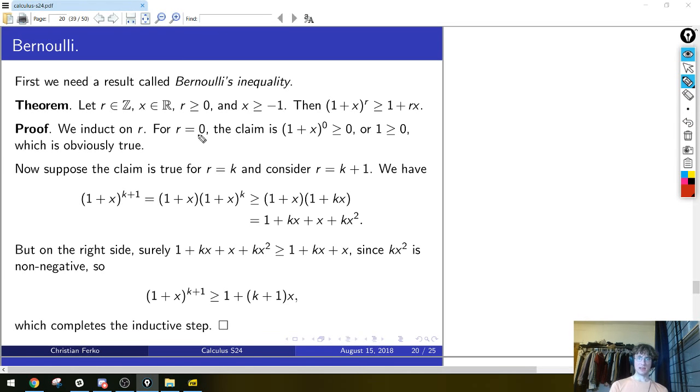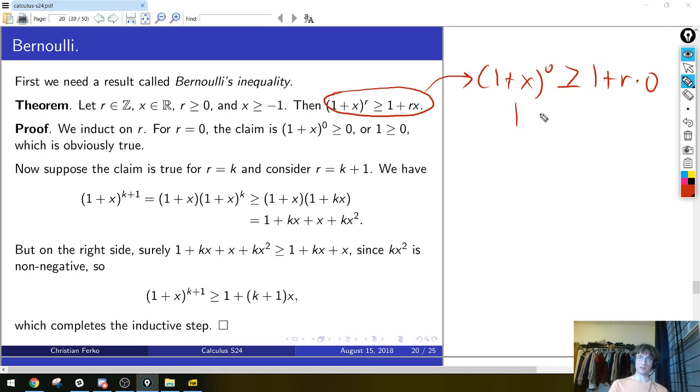Okay, base case, r equals 0. What happens if you take this inequality and plug in r equals 0? Well, then it's (1 plus x) to the 0 is at least as big as 1 plus 0 times x. This is pretty easy to prove because the left side is 1. I think I have a typo here.